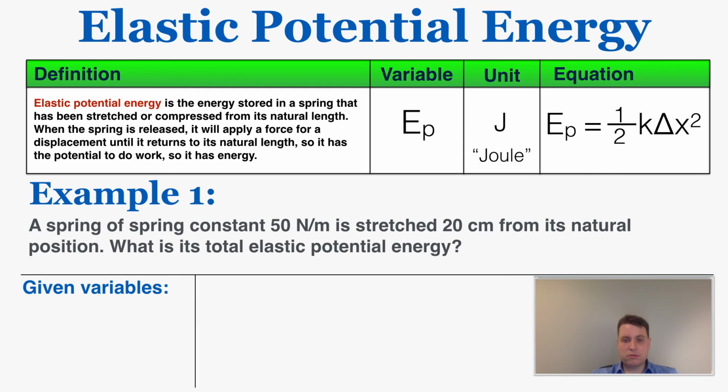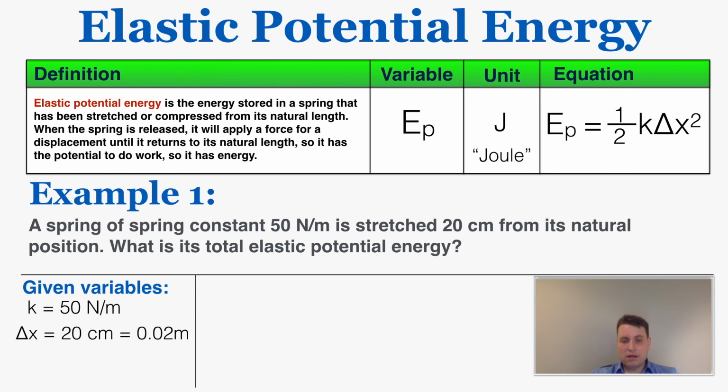So using this equation, I'm going to solve a few problems. A spring of spring constant 50 newtons per meter is stretched 20 centimeters from its natural position. What is its total elastic potential energy? So I know the k constant is 50 newtons per meter and delta x is 20 centimeters. And you always want to convert centimeters into meters when you're doing this because you're dealing with other things like energy and force that are dependent on meters.